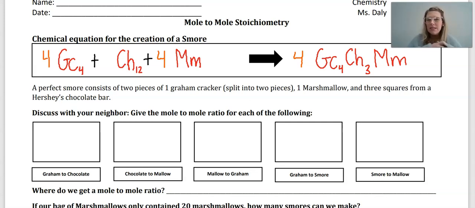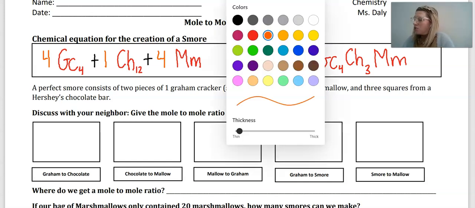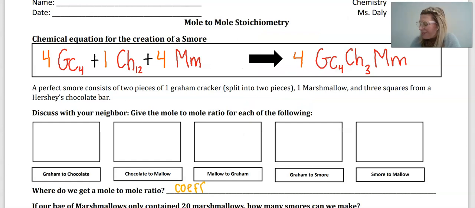And so what this tells us is that for every 4 graham crackers that I have, I will need 1 chocolate bar, 4 marshmallows, and from that amount of ingredients, I'll be able to create 4 s'mores, okay? So from this piece of information, from this equation that we've just written, we can get what is called the mole-to-mole ratio. And a mole-to-mole ratio is going to be found from the coefficients of a balanced equation.